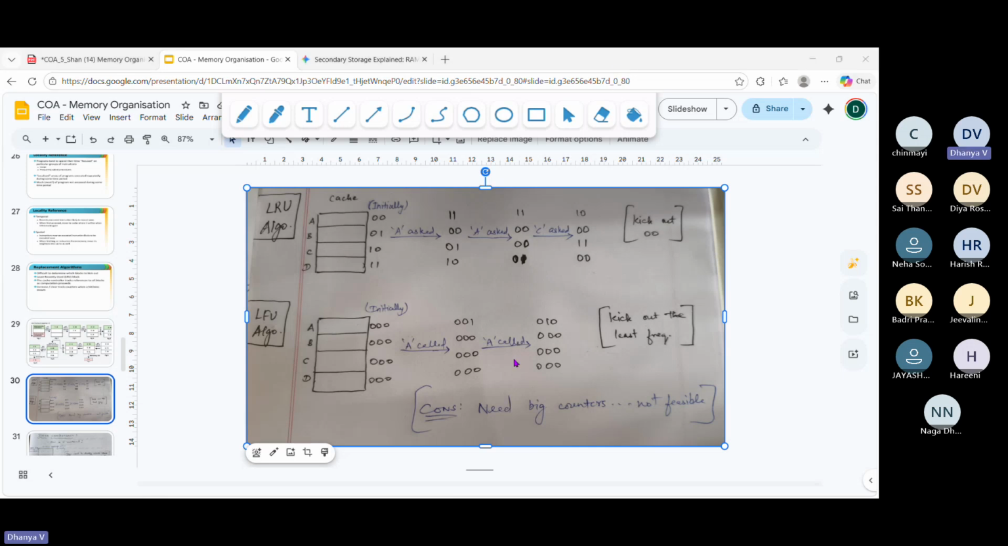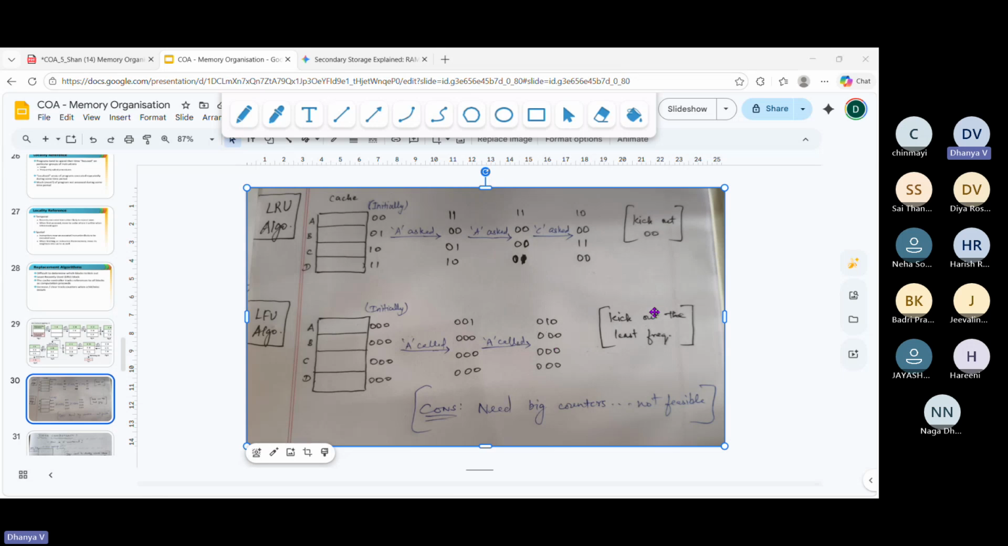It's just based on recently accessed block. Done. So now we have something called the LFU algorithm. That's based on frequency. It's very simple. Initially everything will be 0, 0. If A is called, you just increment it. If again A is called, you increment it. Whichever is called, you just increment it. So essentially you're counting the frequency.